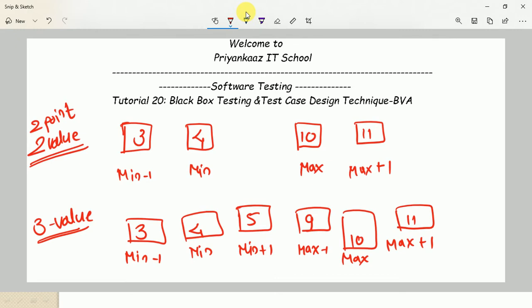So in a simple way, for every boundary we concentrate on min and max values, plus 1, minus 1. Min also minus 1, plus 1, in this way. This is called 3 value or 3 point boundary value analysis. So guys, in this way you are going to solve the ISTQB questions. The minimum number of test cases for 2 value, I will say 4 test cases, but for 3 value I will say total 6 test cases you need to prepare just to cover this requirement.